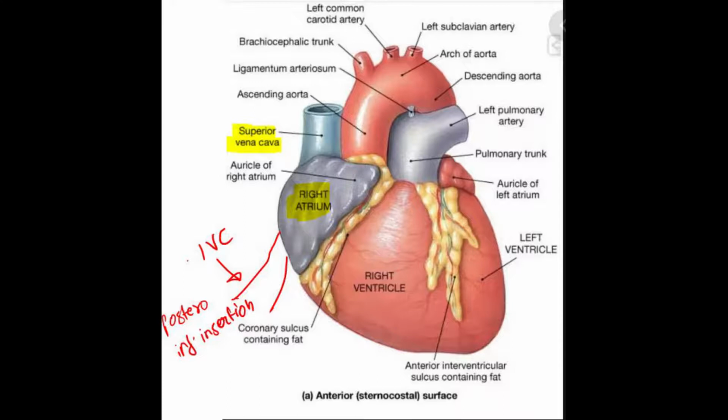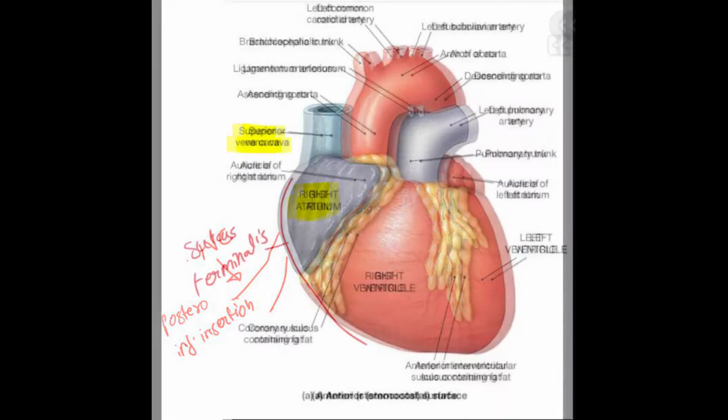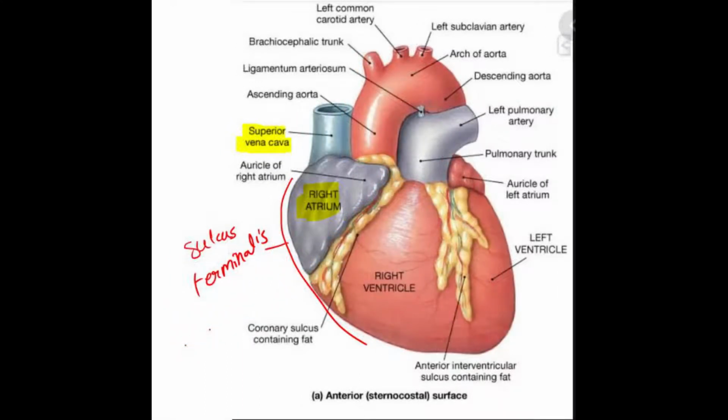The junction between the venous part and the atrium is marked by a shallow groove called the sulcus terminalis. So on the external part, we see a sulcus called the sulcus terminalis.